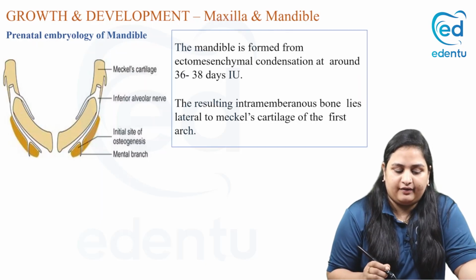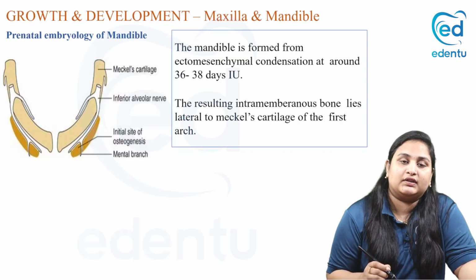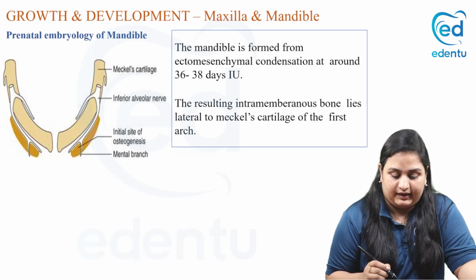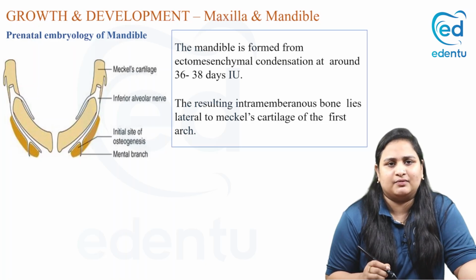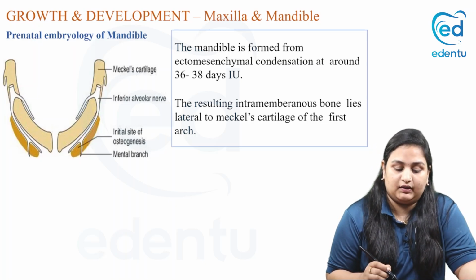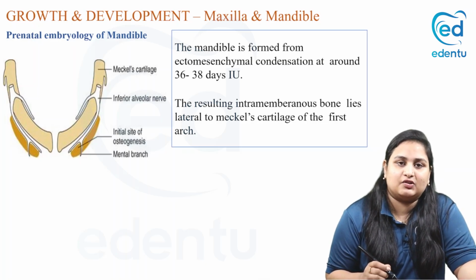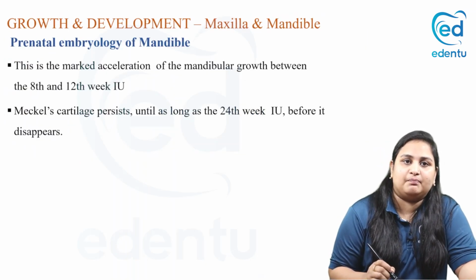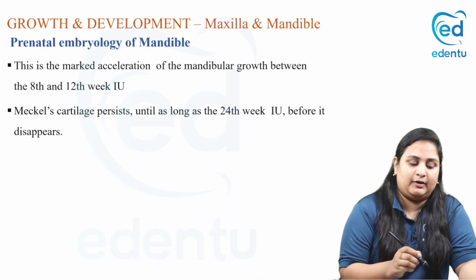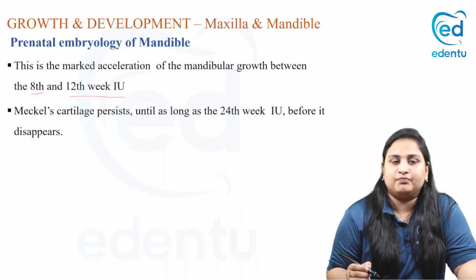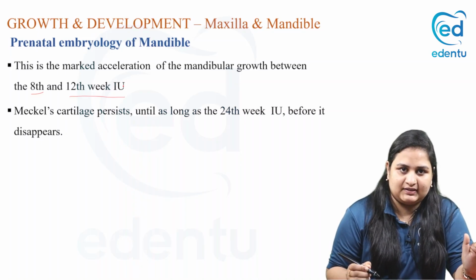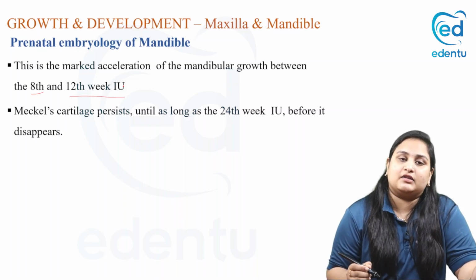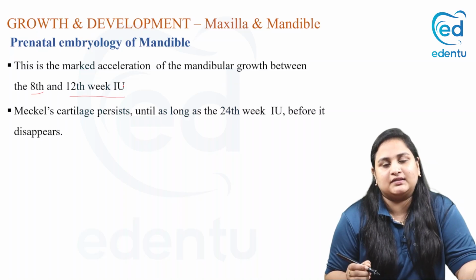Moving on, we have the ectomesenchymal condensation around 36 to 38 weeks of intrauterine life, which lays down the Meckel's cartilage, but it vanishes, being replaced by the resulting intramembranous bone, and this endochondral bone formation vanishes eventually, just before birth. So the prenatal embryology of mandible tells us the mandibular growth is happening between 8th to 12th week of intrauterine life, in which the Meckel's cartilage persists and disappears gradually. As long as 24 weeks it remains and gradually disappears in the course of deposition of new bone or intramembranous bone growth, which sets the tone for the growth of mandible.